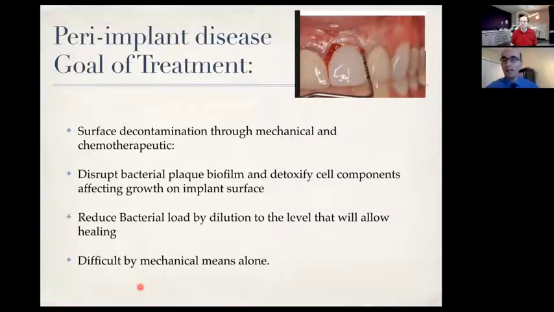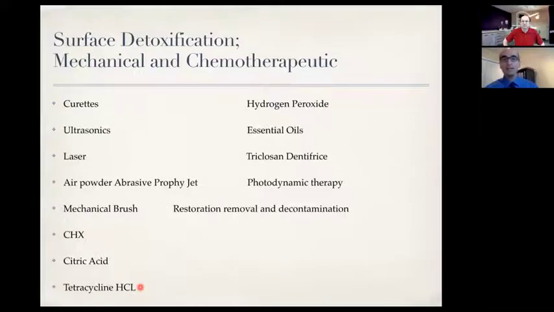But when we go to the peri-implantitis phase, there is no definitive, predictable, non-surgical treatment, and flap surgery still is the most valid treatment modality to deal with peri-implantitis. As you see here, we have a variety of tools and techniques to clean around the implants, like curettes, ultrasonics, lasers, air powders, mechanical brush, and some chemotherapeutic agents like chlorhexidine, citric acid, tetracycline hydrochloride, hydrogen peroxide, photodynamic therapy, and also sterilizing the implant prosthetic components. But still, we do not have the best technique to decontaminate and detoxify around the implants.